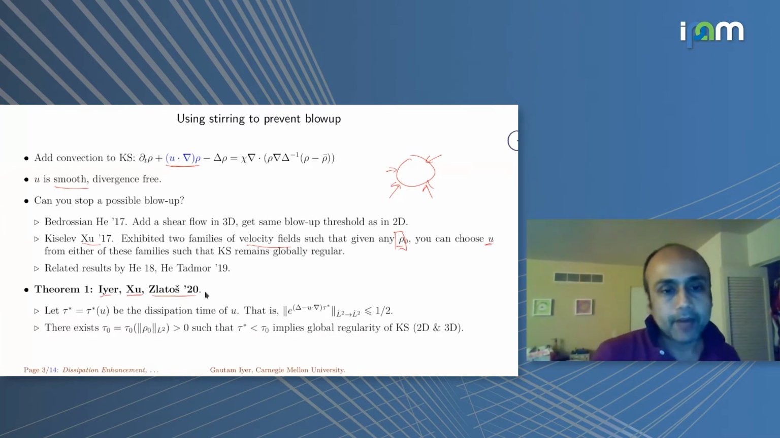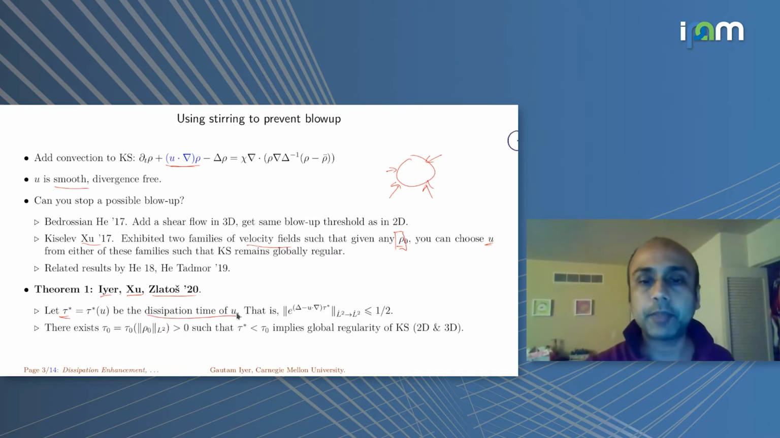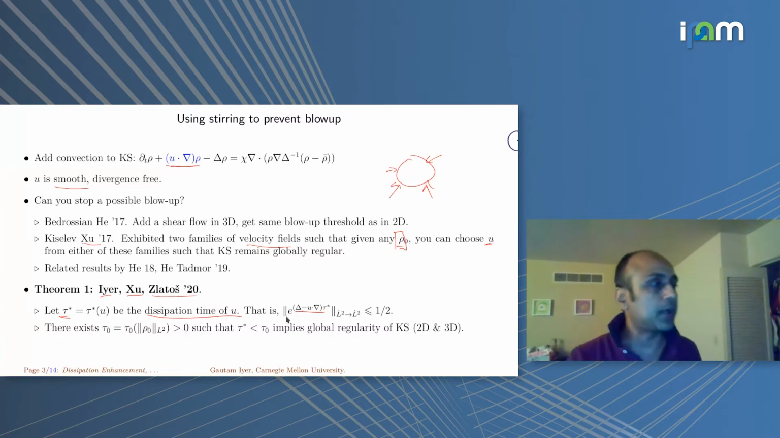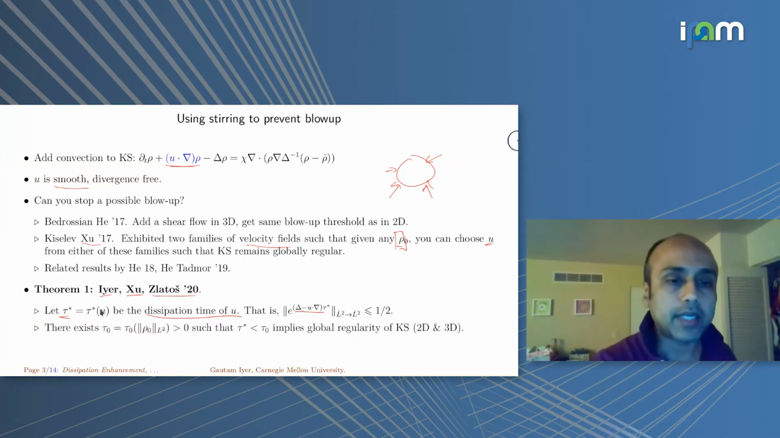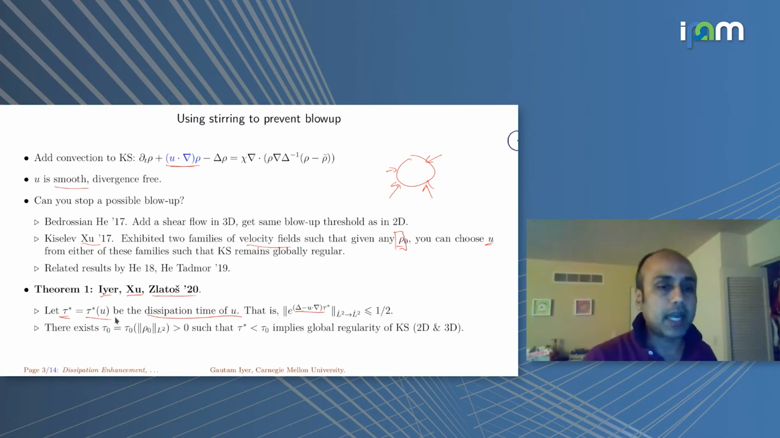year, which says the following. I'm going to define tau star to be the dissipation time of u. I'll define this in the next slide, but roughly speaking, here's what it is. Solve the linear advection diffusion equation for time tau star. After time tau star, the norm of this operator from L2 mean 0 to L2 mean 0 is bounded above by half. So let's call tau star the dissipation time.